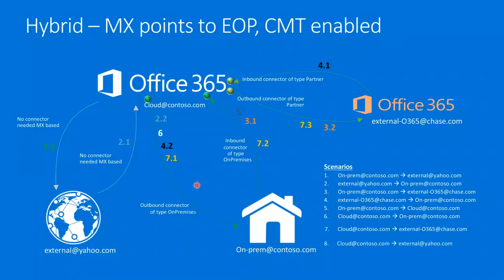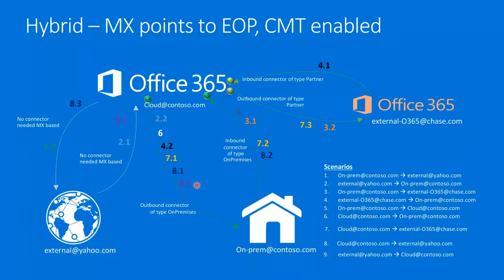Now, cloud to external doesn't require additional configuration, which again, since the centralized mail routing is enabled, it reaches the on-premises, comes back to Office 365, and it gets routed back to your external yahoo.com or any other service providers. Now, yahoo.com to cloud, it just uses the default configuration. No other additional settings are required.